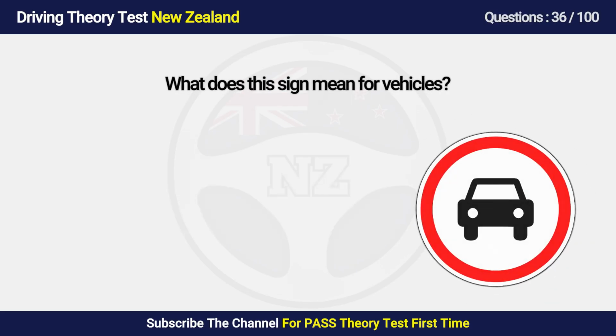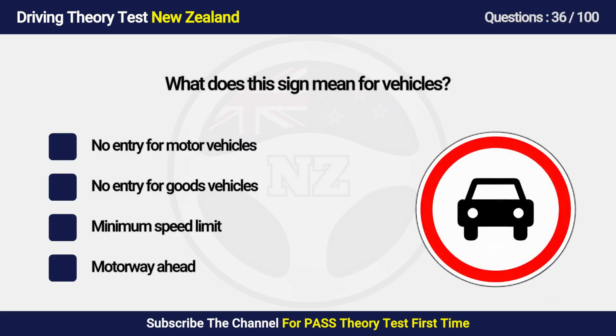Question 36. What does this sign mean for vehicles? A. No entry for motor vehicles. B. No entry for goods vehicles. C. Minimum speed limit. D. Motorway ahead.